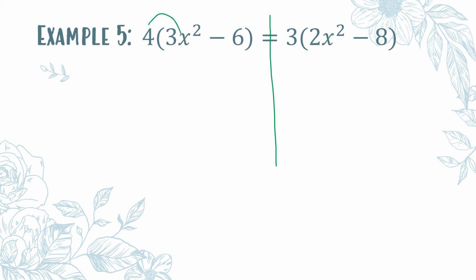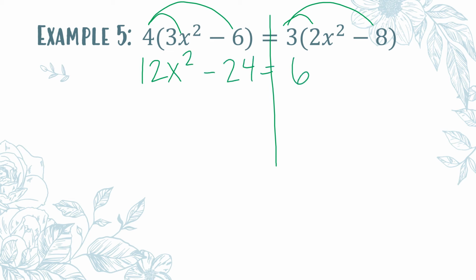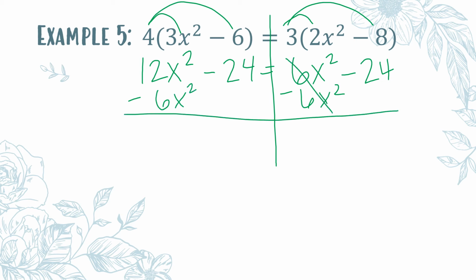So I'm going to distribute the 4 on this side, and I'm going to distribute the 3 on the right-hand side. So we get 12x squared minus 24 equals 6x squared minus 24. So now I can start moving my variables to the left, my constants to the right. The order that you move them in doesn't matter. So we get 6x squared minus 24 equals negative 24.